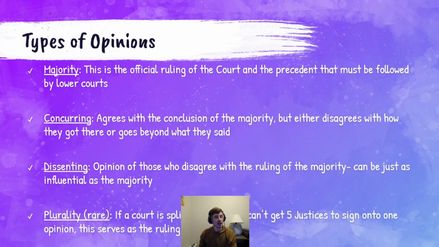And then very, very rarely, if the court is so divided that you can't get 5 to side on one side, the plurality opinion. So let's say in a case it was like 4-3-2. So there's no majority, but there's a plurality. So the 4 would write the plurality opinion, and that would be equal to the majority. So the plurality opinion would be the binding rule of the land that the court has decided. So those are the 4 key opinion types.